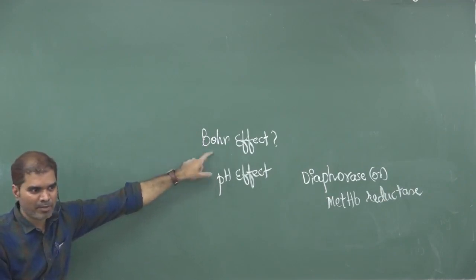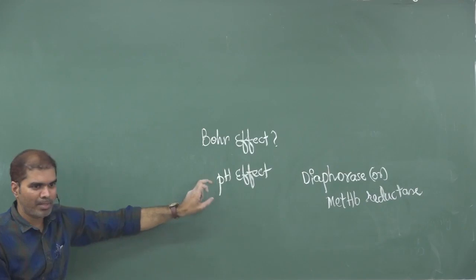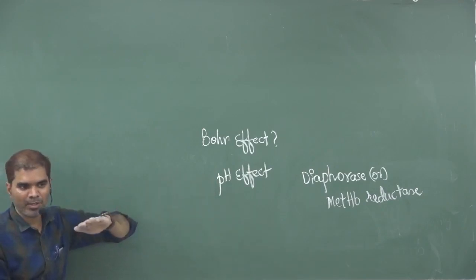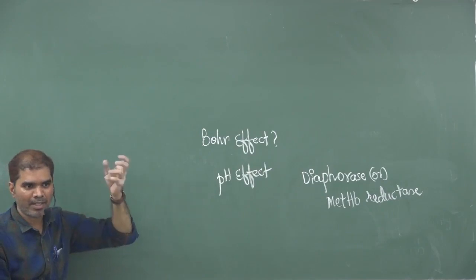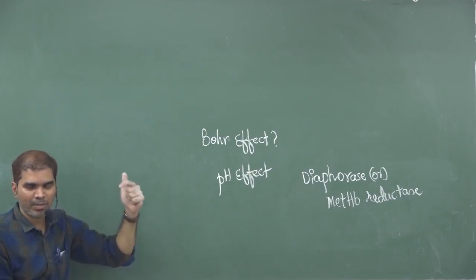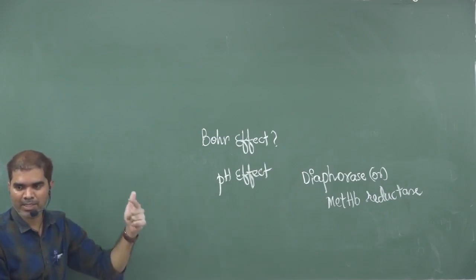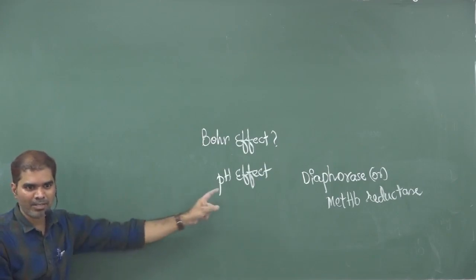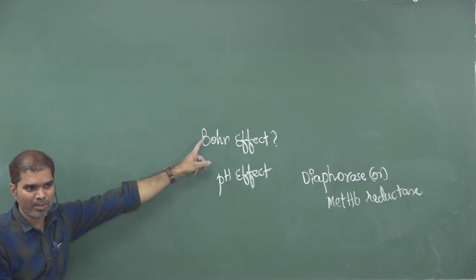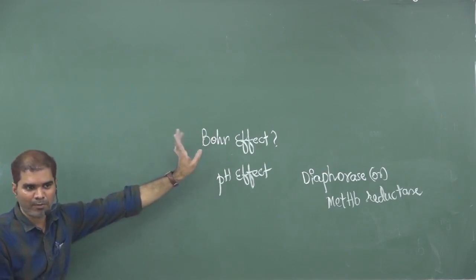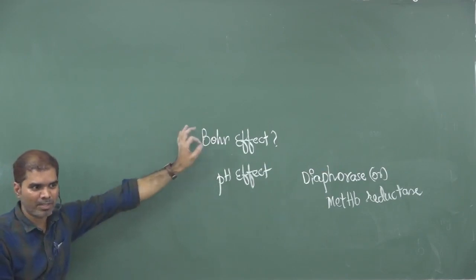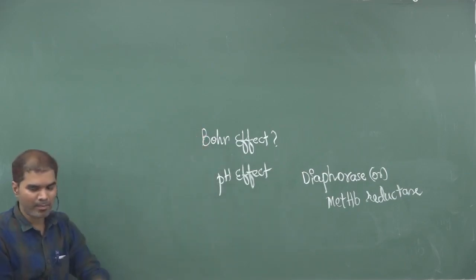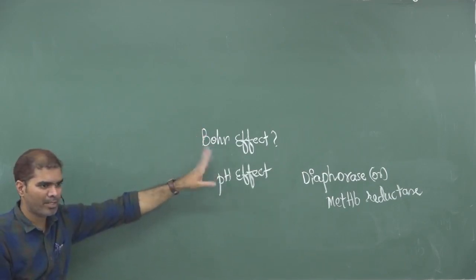And what is this Bohr effect? He's the father of Niels Bohr. It is called a pH effect. What is this pH effect? Hemoglobin at a higher pH can retain oxygen. But whenever it goes to a lower pH, it loses its oxygen binding capability. So that effect is called the pH effect. This was discovered by Bohr. Therefore, this is called Bohr effect. Not Niels Bohr, Christian Bohr. Okay? So just write down that point. Bohr effect or pH effect is one and the same.